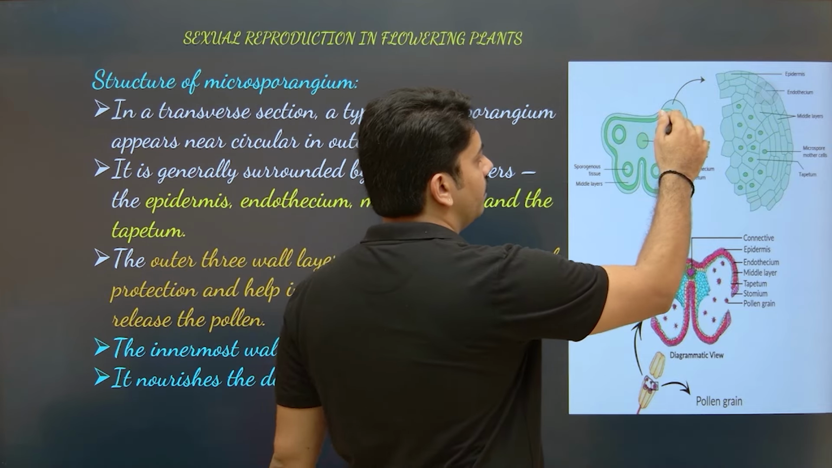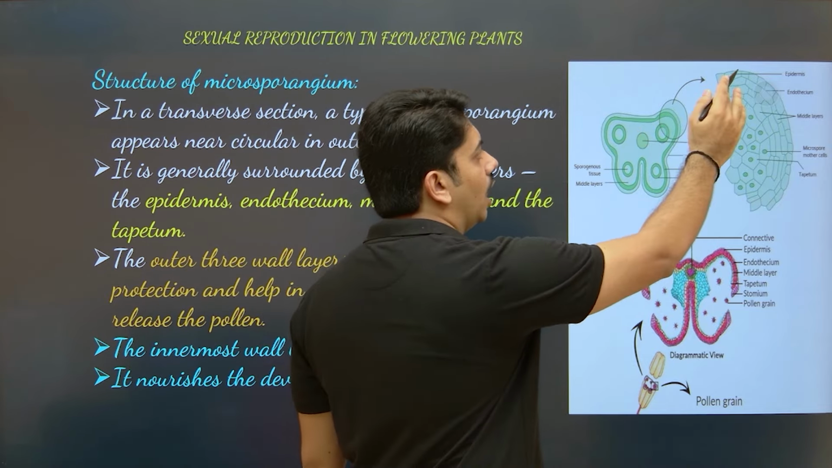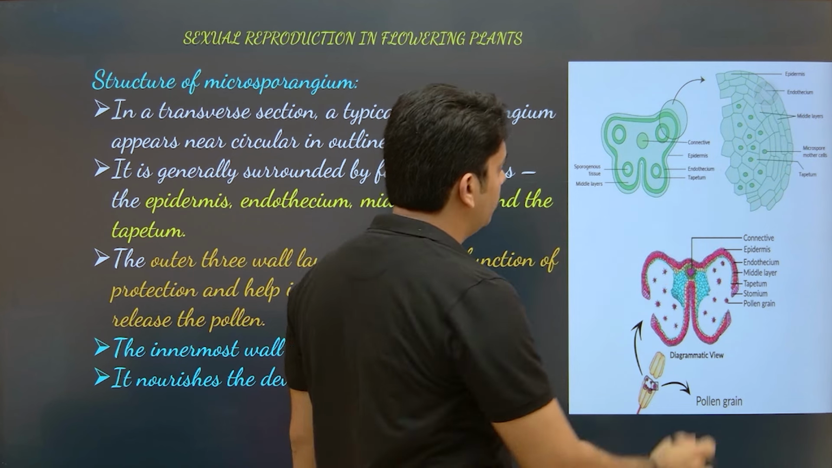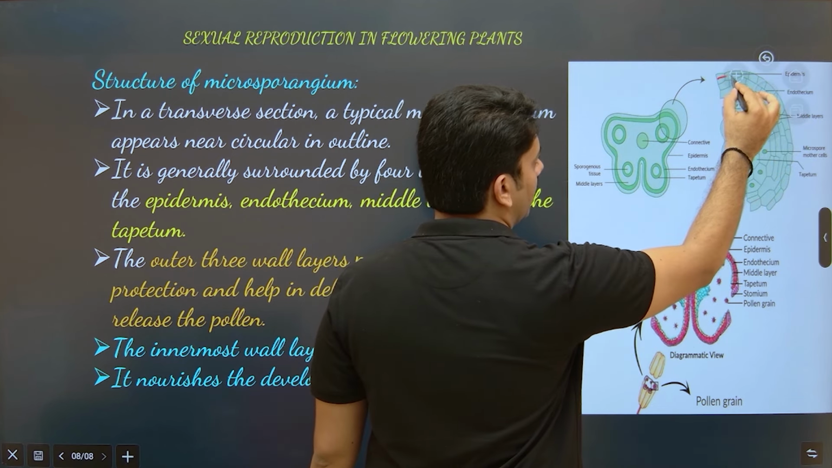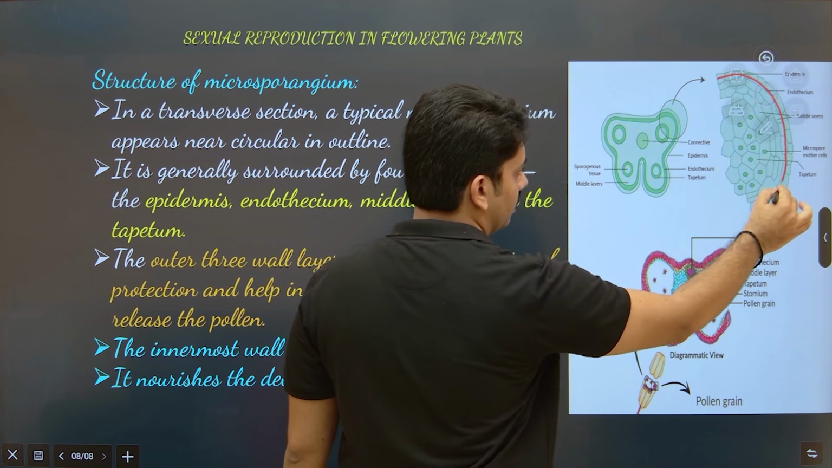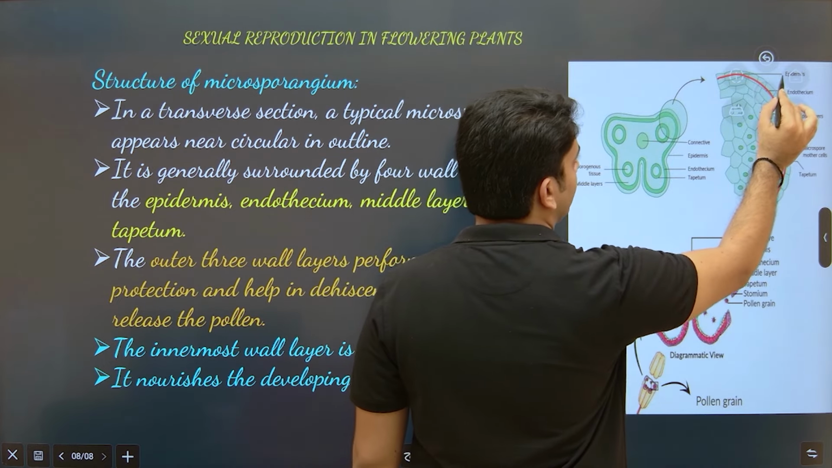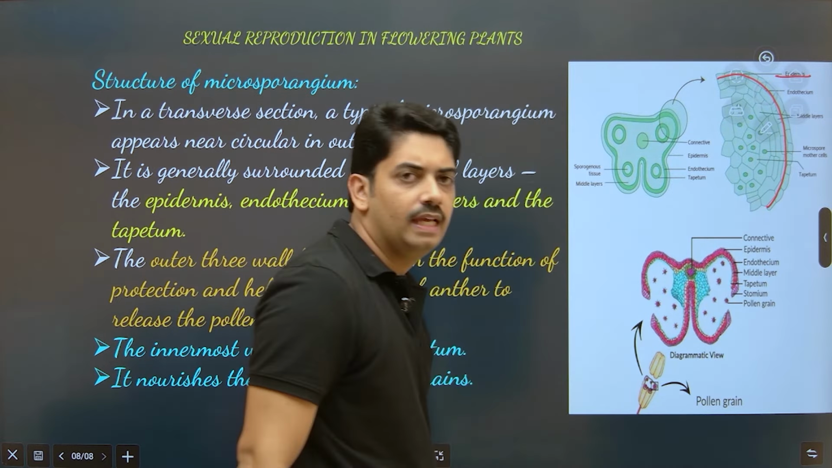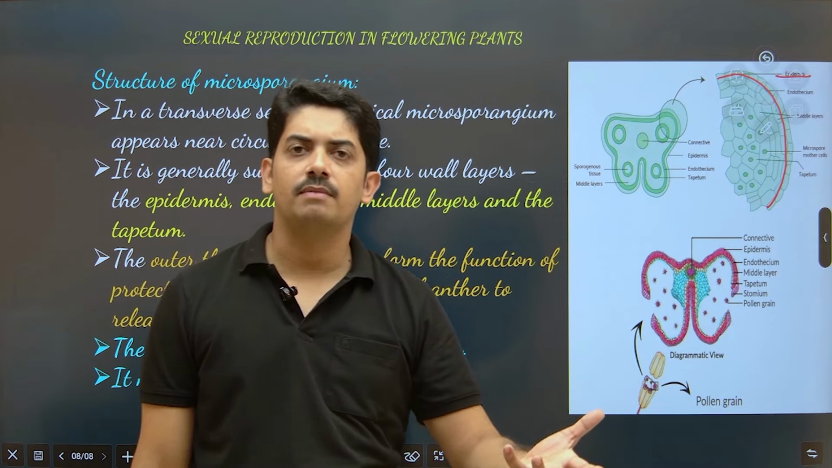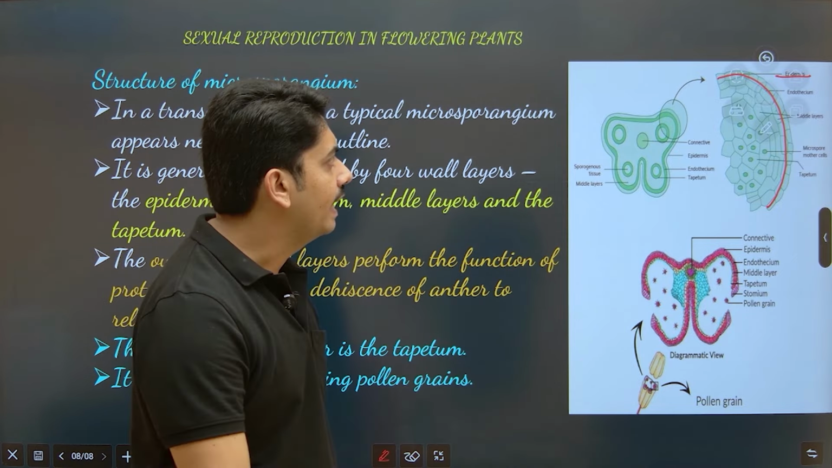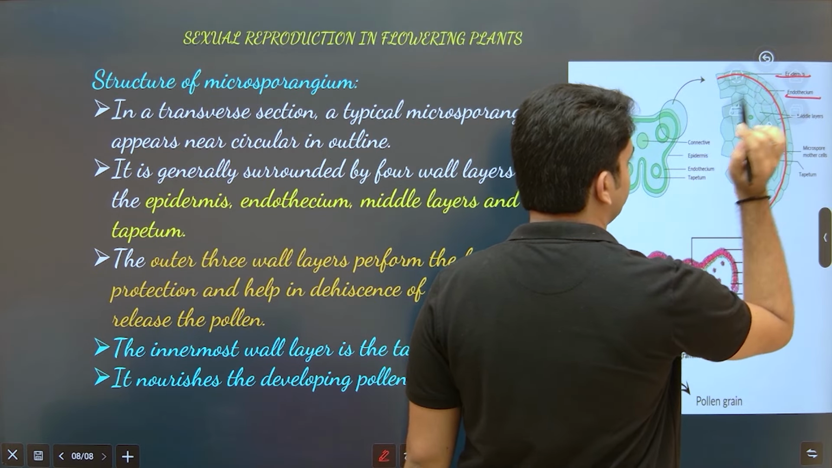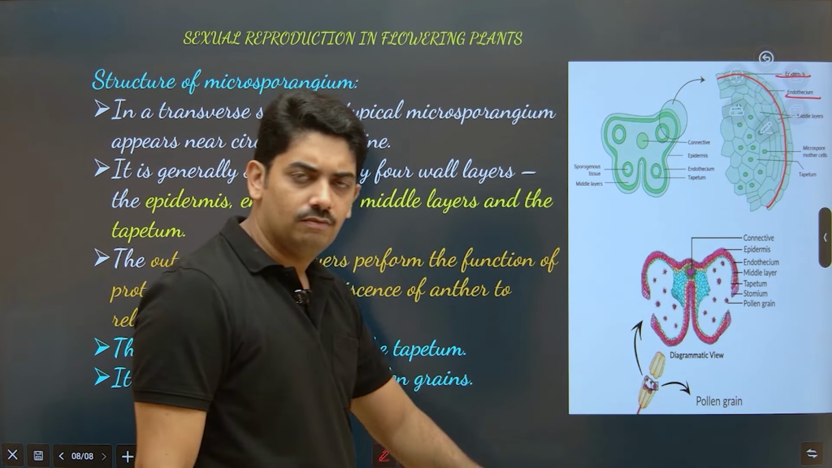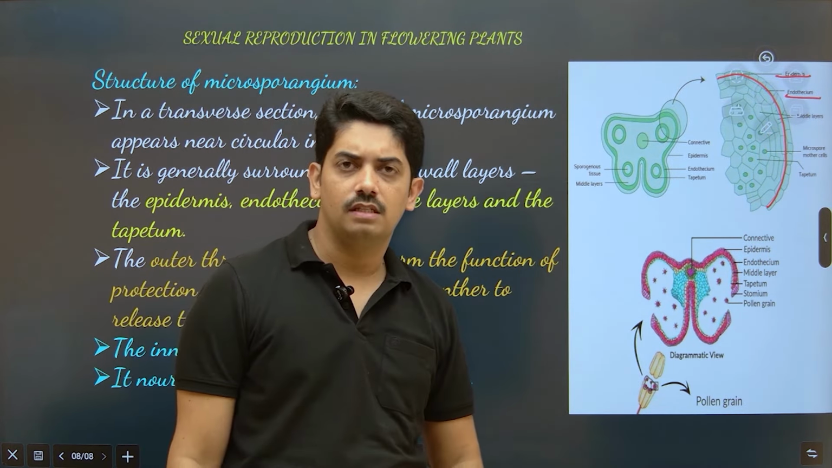When you observe this enlarged part, here you can see the outermost layer. This is the outermost layer, and we call it epidermis. Epi means outermost, dermis means layer. Next to the epidermis is the endothecium. Again, one more layer is present, a layer of cells.